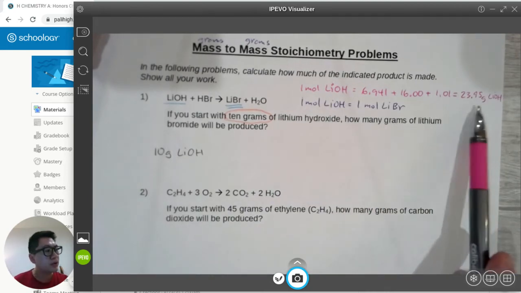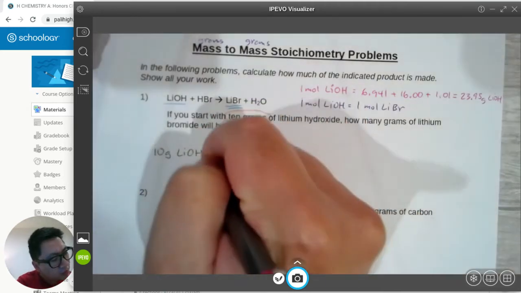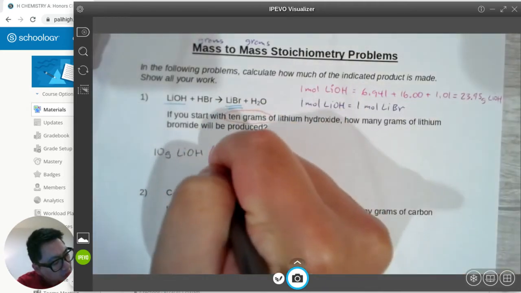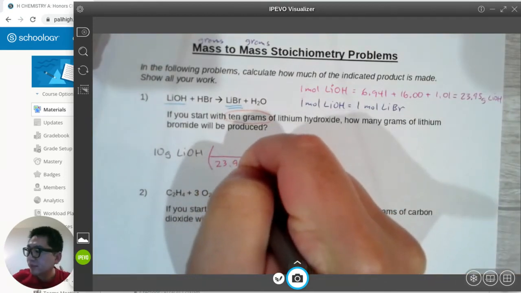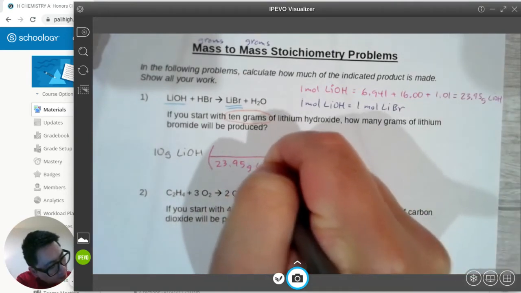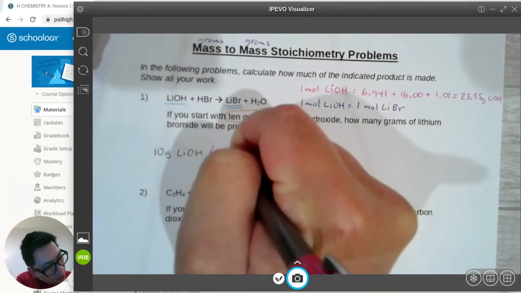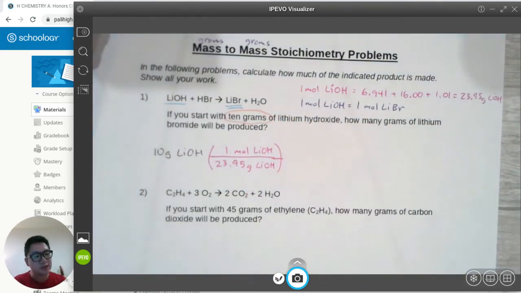Now I can convert grams of lithium hydroxide to moles of lithium hydroxide. I can use that conversion factor. Since I want grams to cancel out, 23.95 grams of lithium hydroxide is in 1 mole of lithium hydroxide. So this is just conversion factors like what we did in chapter 1.